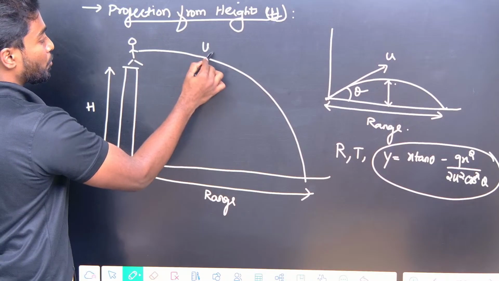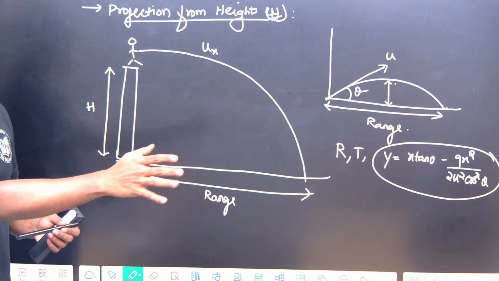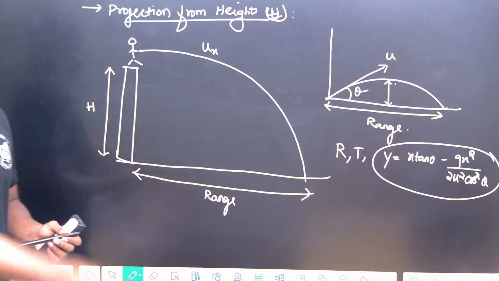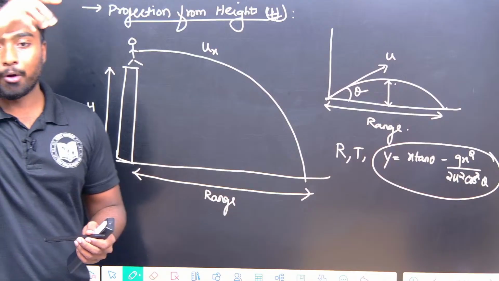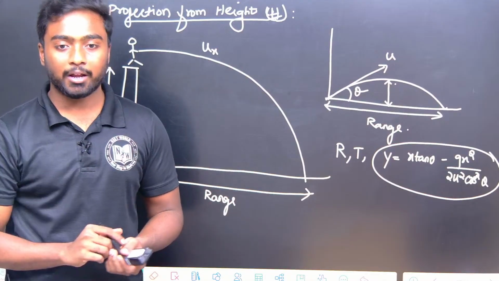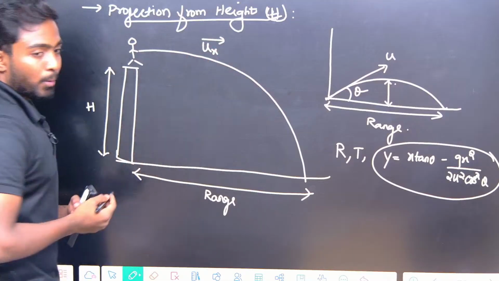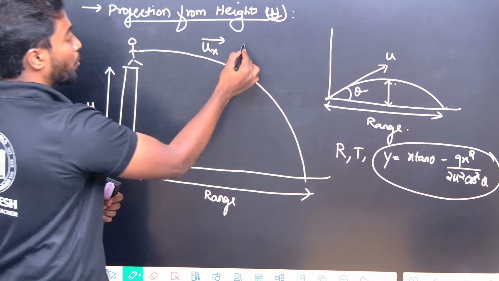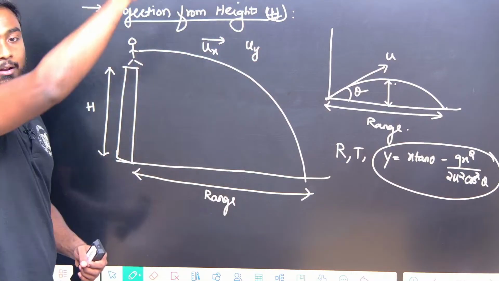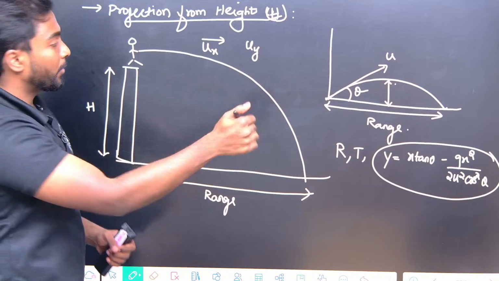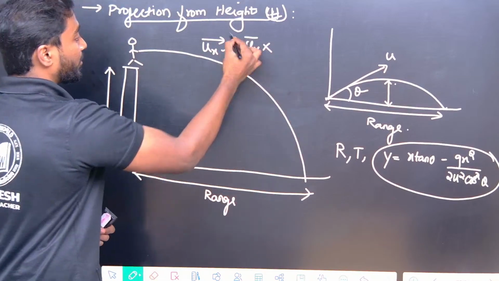One is ux is there, because without horizontal velocity I can't throw that. If I just leave it, it is a free falling body. If I leave the object, it will be a free falling body, it will reach exactly in the vertical path. I need to throw the object in this direction, so ux velocity is there. What about uy? Initially uy is not there, I am not throwing in this direction or at an angle, I am throwing just like this. So uy will not be there. Now ux is there, uy is not there.